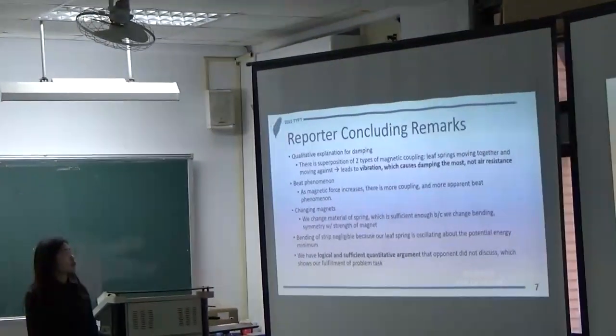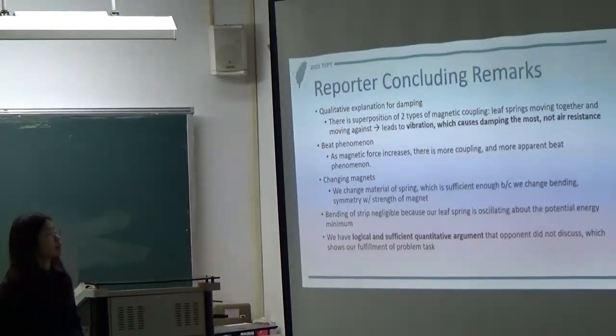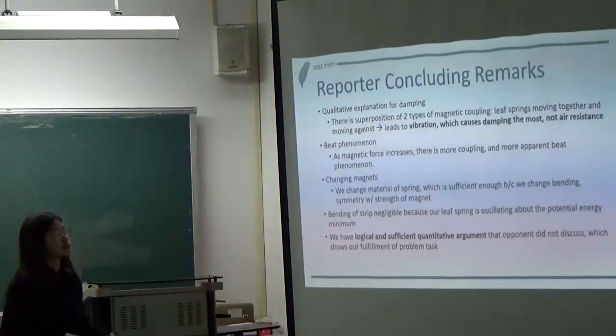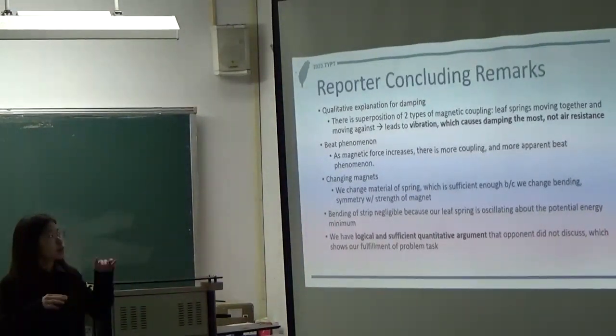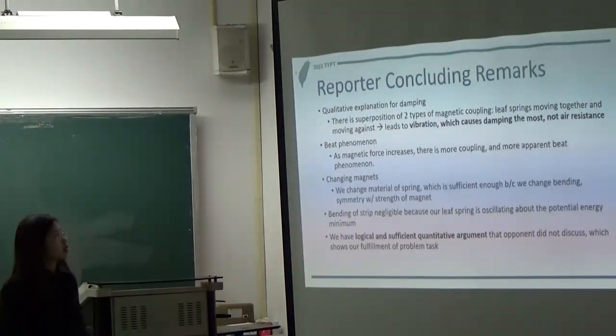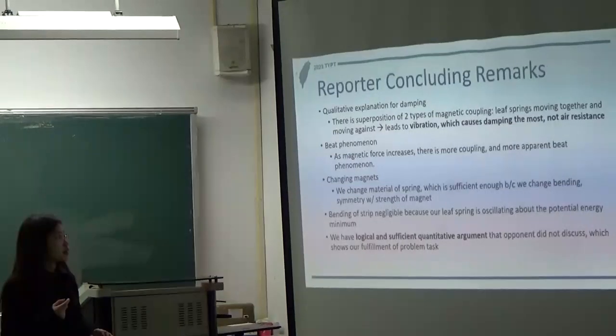For the reporter's concluding remarks, we would like to say the qualitative explanation for damping is a superposition of two types of magnetic coupling, leaf springs moving together and moving against each other, which leads to vibration, which causes damping the most, not air resistance. So for the B phenomenon, as magnetic force increases, there's more coupling and therefore more apparent H phenomenon.